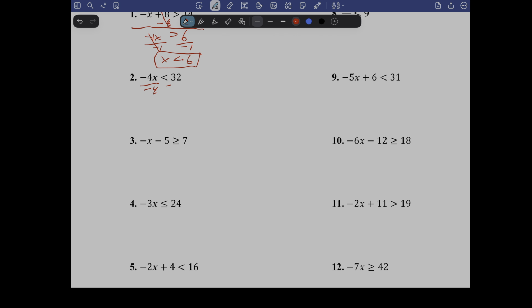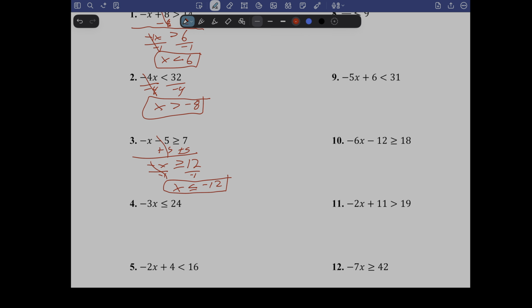I'm going to divide each side by a negative 4. Because I'm dividing by a negative number, I'm going to flip the sign. This one I'm going to add 5. This is a two-step problem. Negative x is greater than or equal to 12. Now I divide by the negative 1. Because I'm dividing by a negative number, now I'm going to flip.